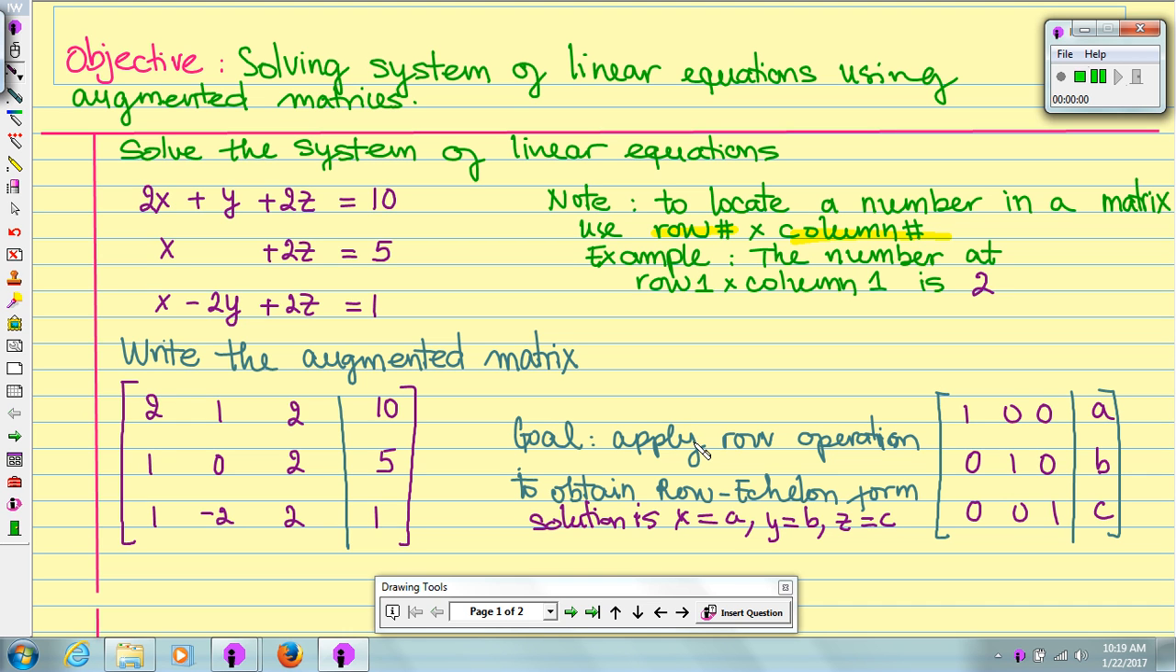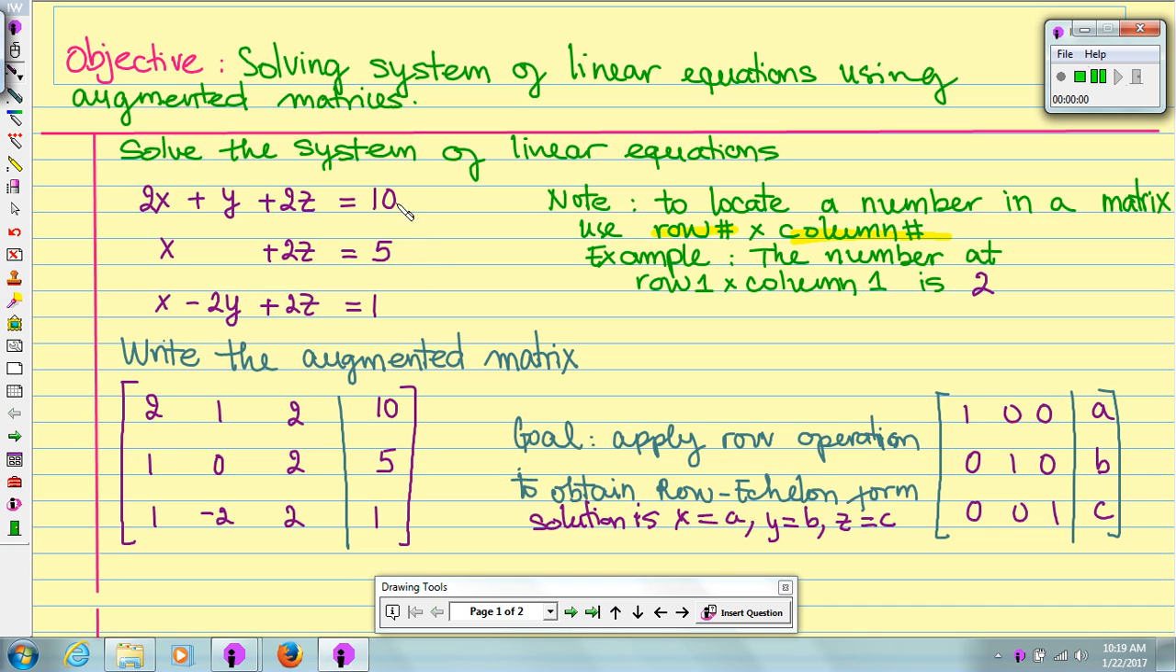Hello my pre-calculus student. In this video we are going to solve a system of linear equations using an augmented matrix. Let's look at the following example. There are three linear equations and there are three unknowns x, y, and z.